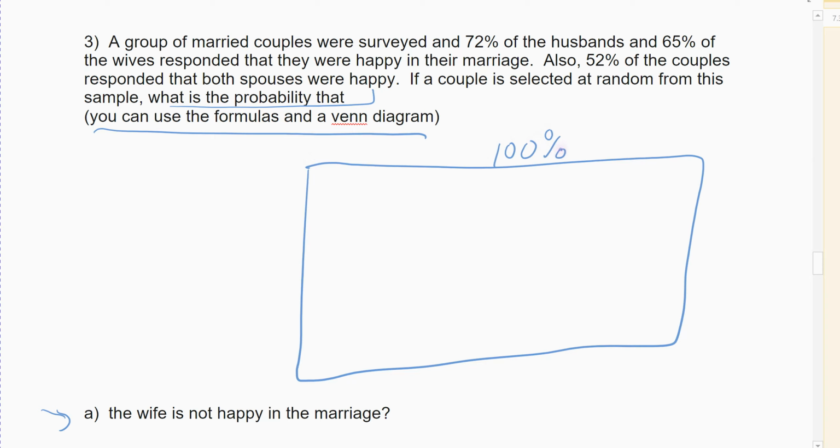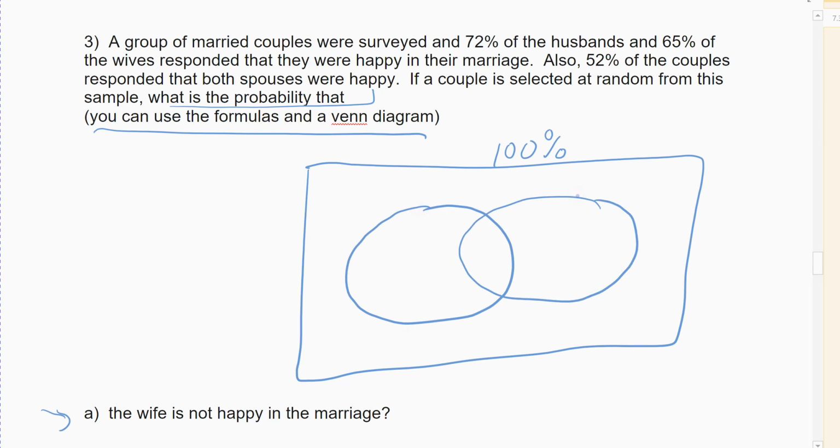Whether I surveyed 10 couples or 100, or 50 or 1,000, 100% of those should be represented in my Venn diagram. We grouped them into two groups: husbands were happy, wives were happy. So I'm going to do HH for happy husbands, HW for happy wives. This is the circle that represents happy husbands. This is the circle that represents happy wives. This wedge in the middle is both of them are happy, which we know.